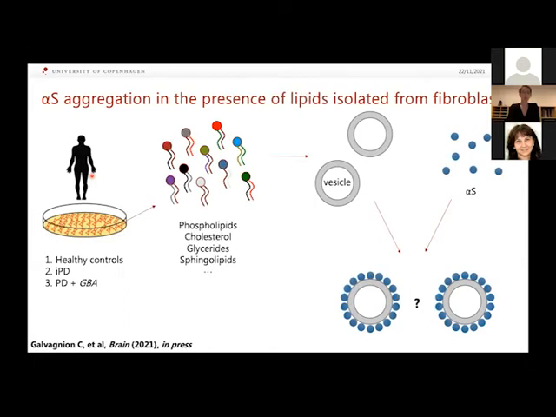So the next step was to see whether this change in lipid profile associated with GBA mutation has some effect on alpha-synuclein aggregation. So what we did is that we isolated the lipids in the exact same way as we did for the shotgun lipid analysis. We made vesicles out of those lipids. We incubated them with alpha-synuclein and monitored the aggregation.